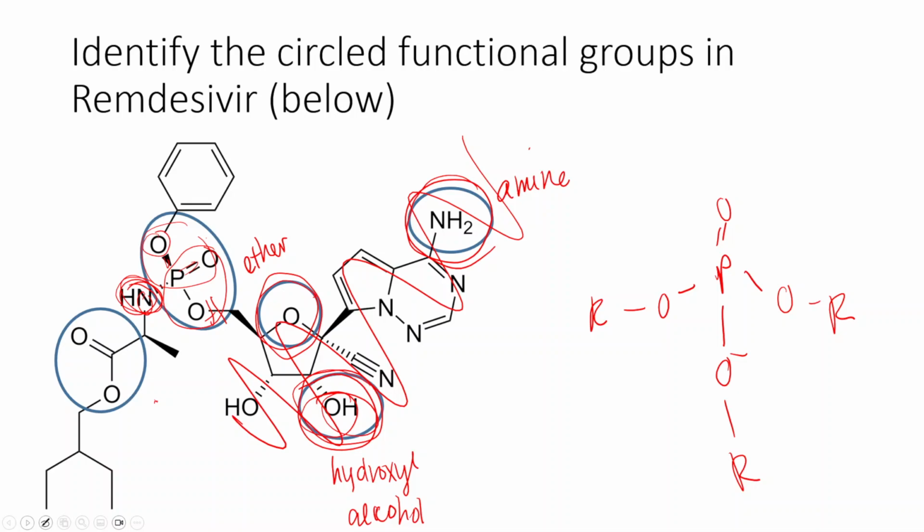Yeah, you could call it either one. If you said this is a phosphodiester linkage, or if you said this is a phosphate diester, I would say that's correct. Kind of like if you said this is an alcohol group or this is a hydroxyl group, I would say that's fine.